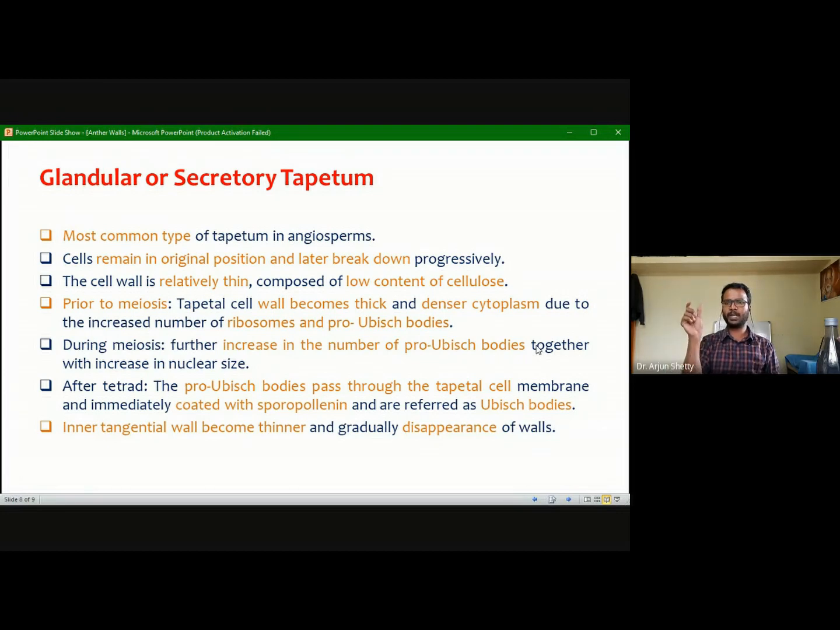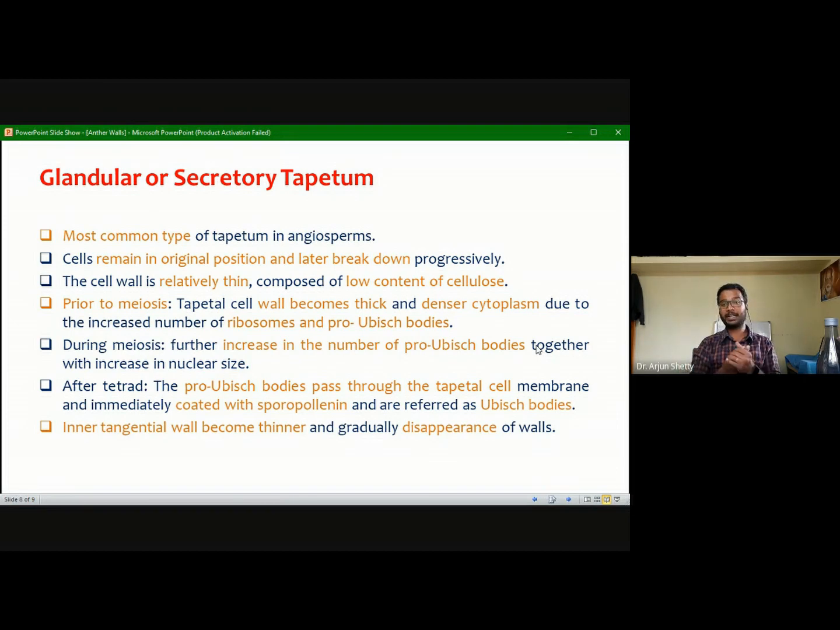This sporopollenin, which is derived by the chemical agglomeration of the pro-Ubisch bodies and some other compounds, is quite tough and cannot be broken down by heat, by chemicals, or by any mechanism. Because of that tough characteristic, even till today, the pollen grain fossil evidence we are getting exists just because of the sporopollenin in the exine structure.